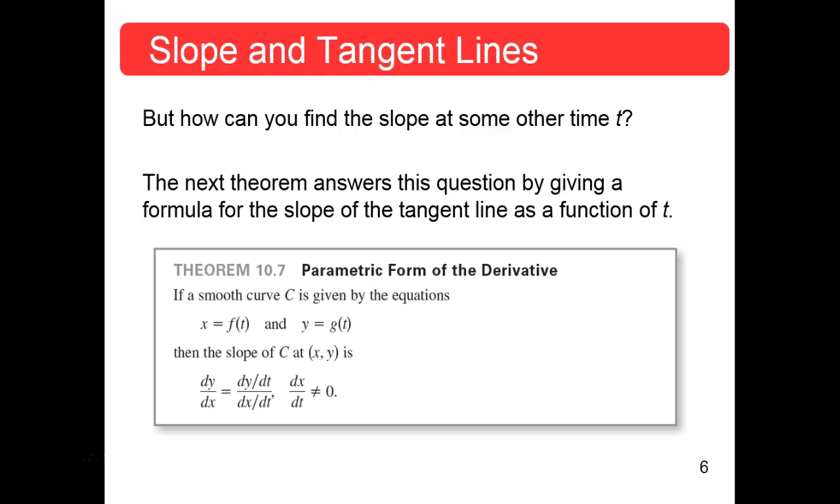The next theorem answers this question by giving a formula for the slope of the tangent line as a function of t. And this is on page 710 in your text, if you have your text.